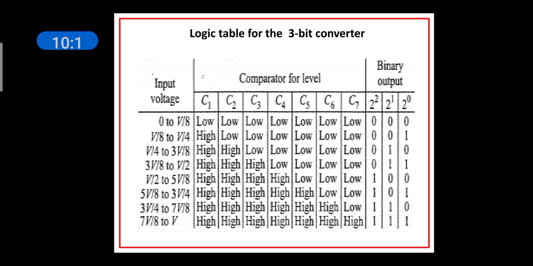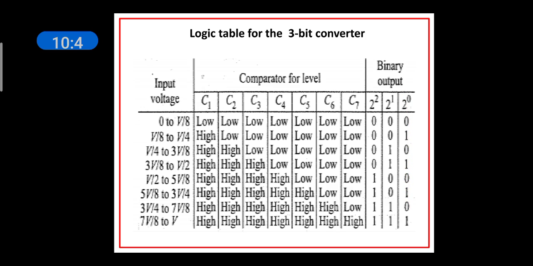And the coding network should convert these comparator outputs into 3-bit digital information, 2 power 2, 2 power 1 and 2 power 0. So we write the possibilities for 2 power 2, 2 power 1, 2 power 0 below. Since there are 3 bits, you have 8 possibilities. So the 8 possibilities are written in this ascending manner. Now we have to construct the circuit for 2 power 2, 2 power 1 and 2 power 0.